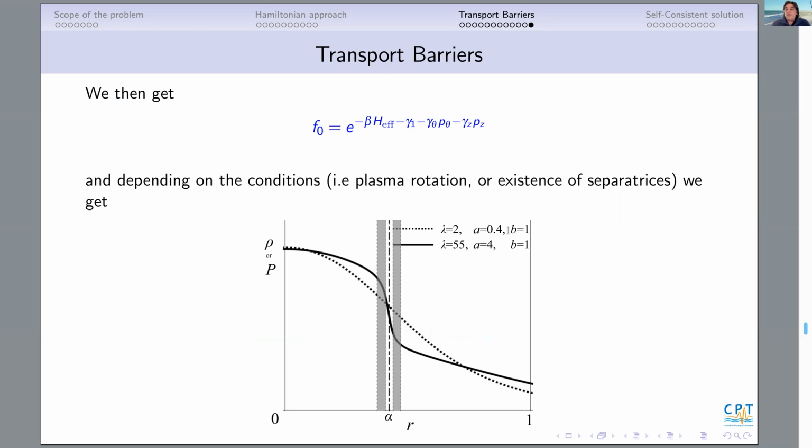Then, depending on the condition, for example when we add some kind of plasma rotation, when gamma z and gamma theta are not zero, first we can create separatrices in the plasma for the particle dynamics. And close to those separatrices, when we look at the density profile that we can compute analytically, we see that there is a very, very steep profile. What is nice is that we see that the influence of those parameters and those separatrices can be very strong and important in creating transport.